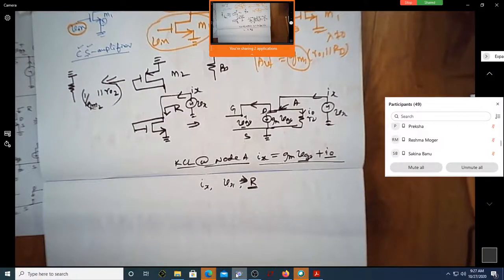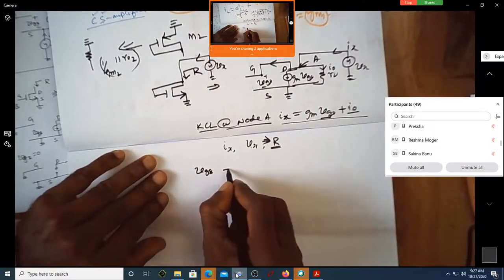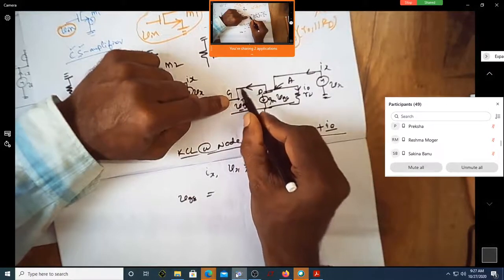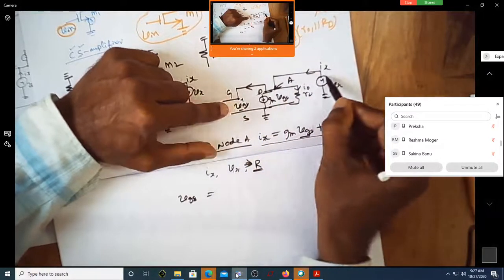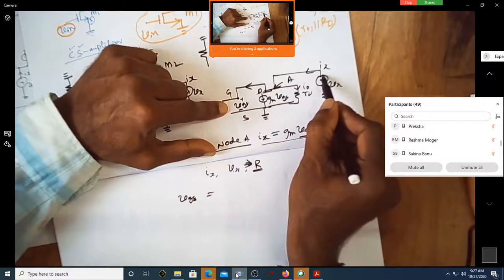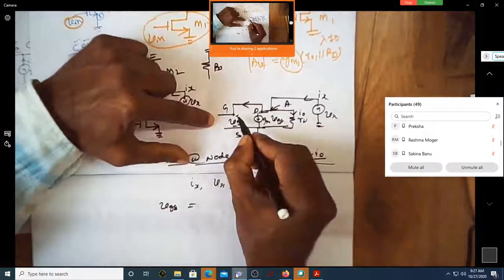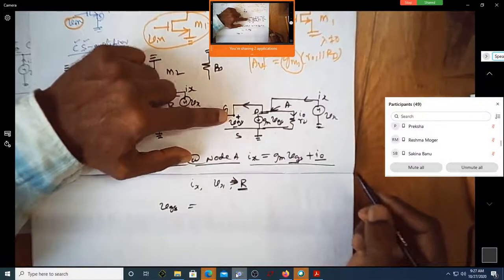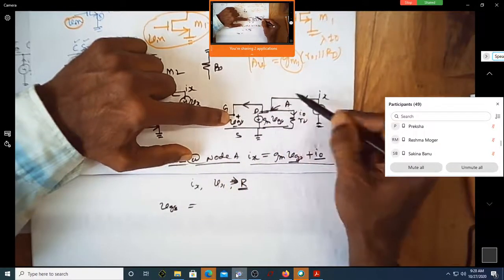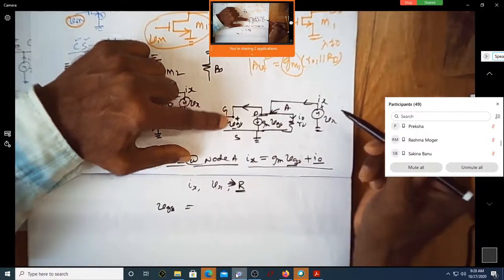Now, can I write VGS? See here, this is VGS plus minus. Is the plus of this going to the plus of this here? See, this is plus of VGS. Is it not the same point as plus of Vx? Is it minus of VGS?